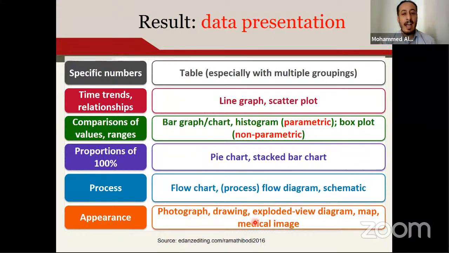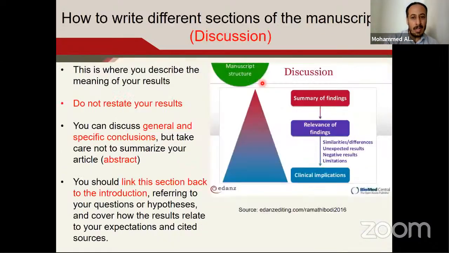Actually, there is another workshop I do for statistical analysis and presentation of data. It's different, so I'll not go in depth. Let's move to the discussion.